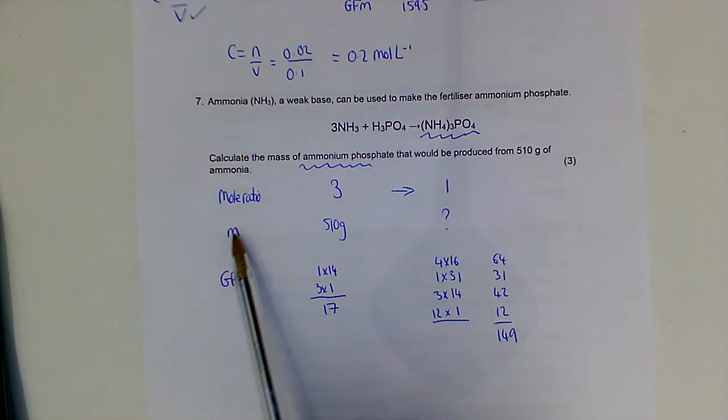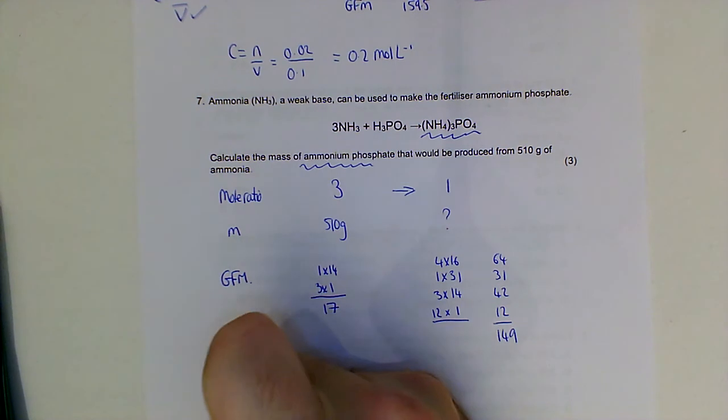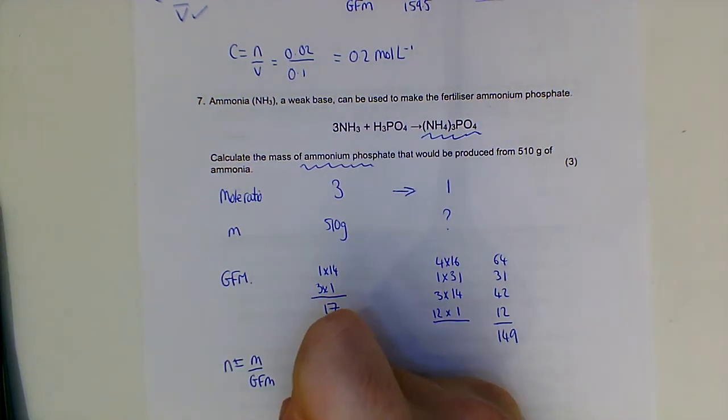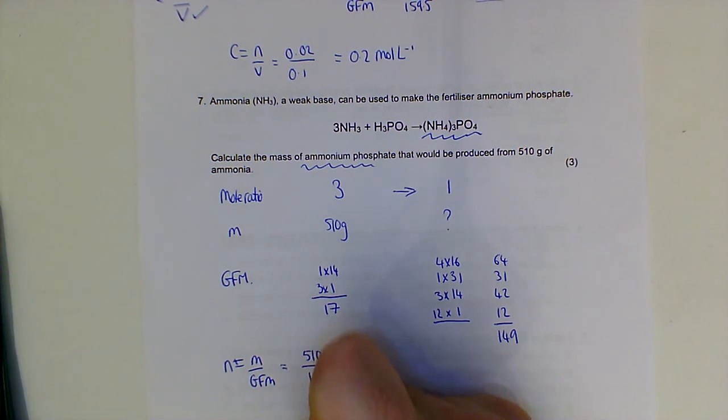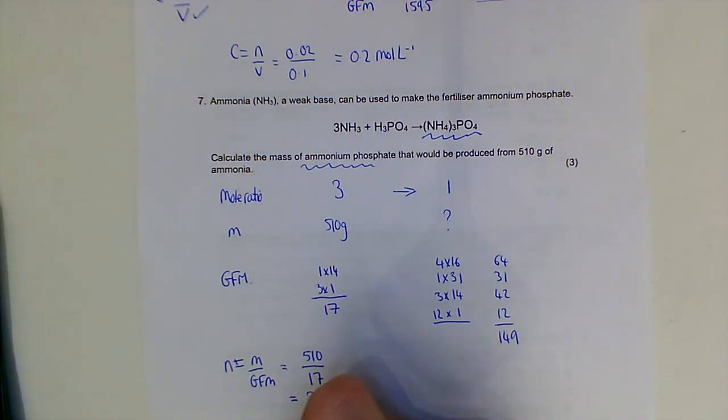Now, I've got a mass and a GFM, so I can calculate my number of moles. n equals m divided by GFM. So that's going to be 510 divided by 17, and that equals 30 moles.